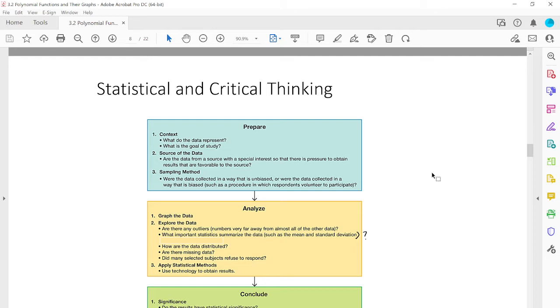For example, the mean, average, and standard deviation, which we're going to cover in future in the course, help us to analyze the data. So when analyzing the data, we also have to make sure whether there are any outliers.